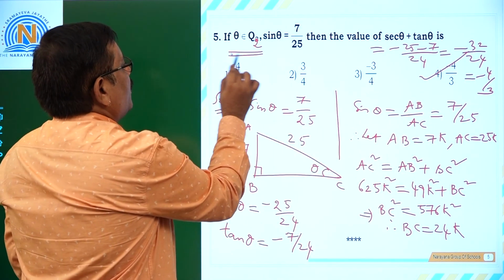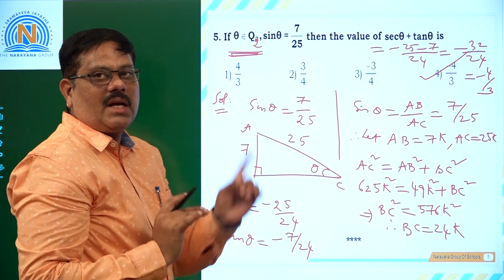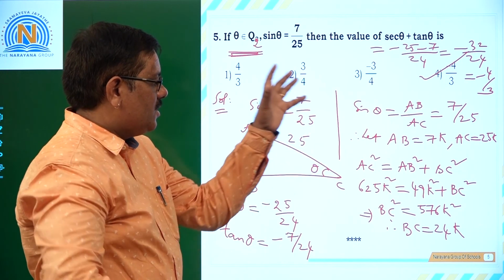So here it is important that we have to take theta belongs to Q2 because sin is positive. In second quadrant, sin is positive as well as cosecant is also positive. Okay. So this is how we have to solve.